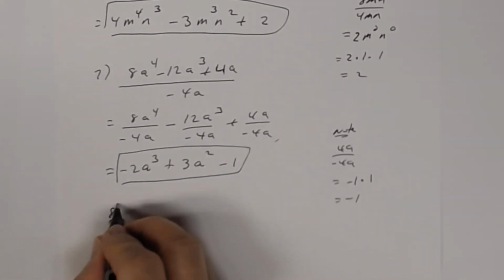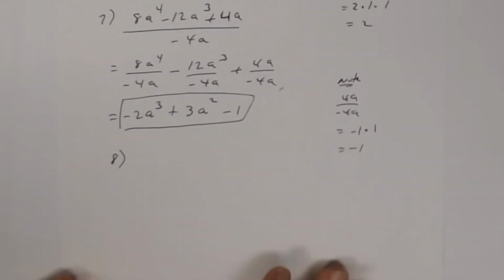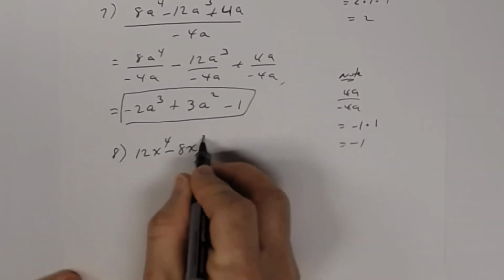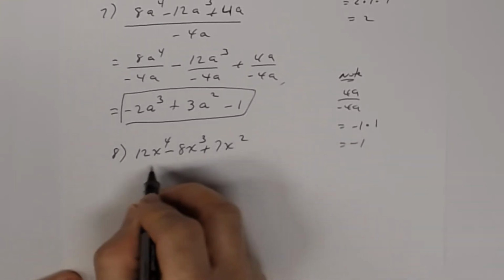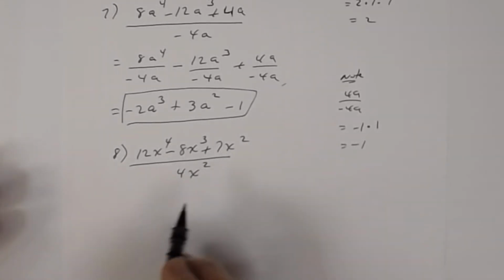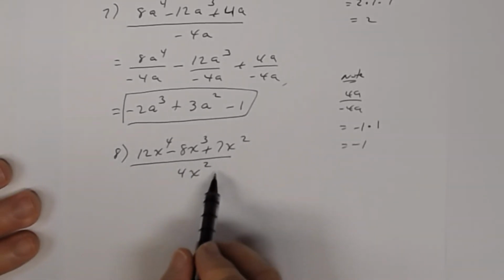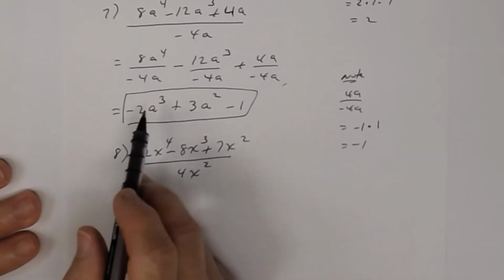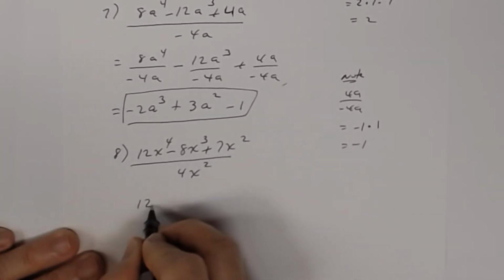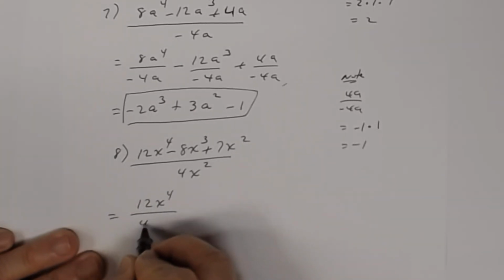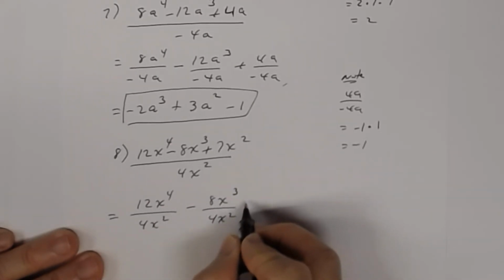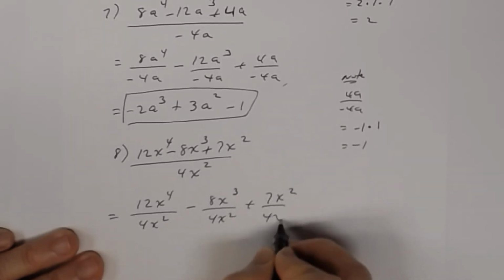And then finally, let's look at number 8. So number 8, let's suppose we had this for number 8. We have 12x to the 4th minus 8x cubed plus 7x squared divided by 4x squared. All right, so again, I have a polynomial divided by a monomial. Whenever you're dividing by a monomial, you're going to write them as separate fractions, just like we did in all the previous problems. So we have 12x to the 4th divided by 4x squared minus 8x cubed divided by 4x squared plus 7x squared divided by 4x squared.